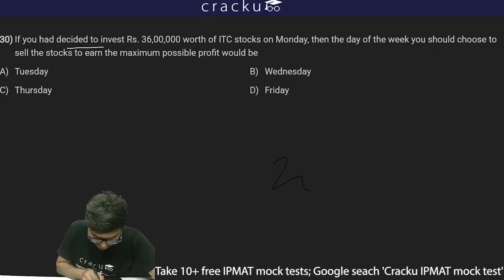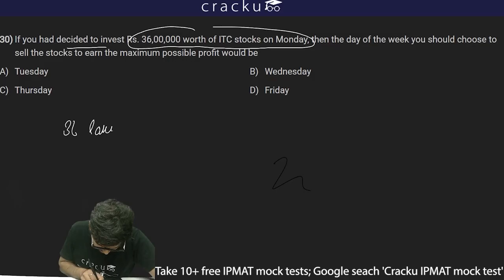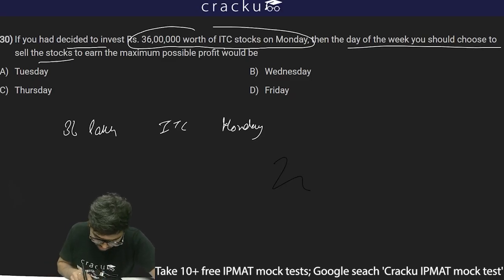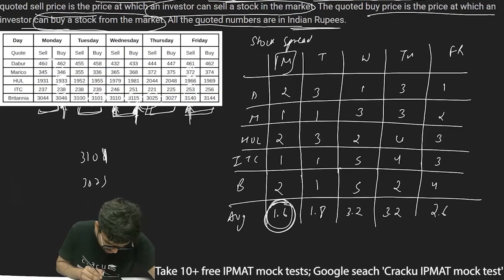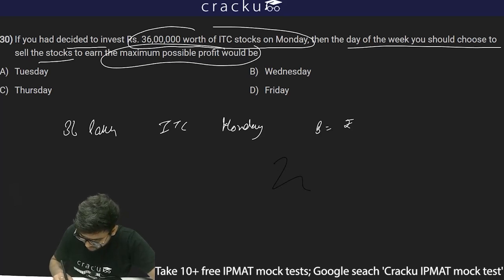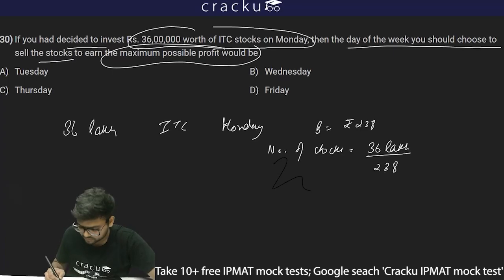If you have decided to invest rupees 36 lakh worth of ITC stocks on Monday, then which day of the week should you choose to sell the stocks to earn the maximum possible amount? Now on Monday, let me check what the buying price for ITC is. It is 238. So buying price is rupees 238. So first of all, the number of stocks will be 36 lakh divided by 238.